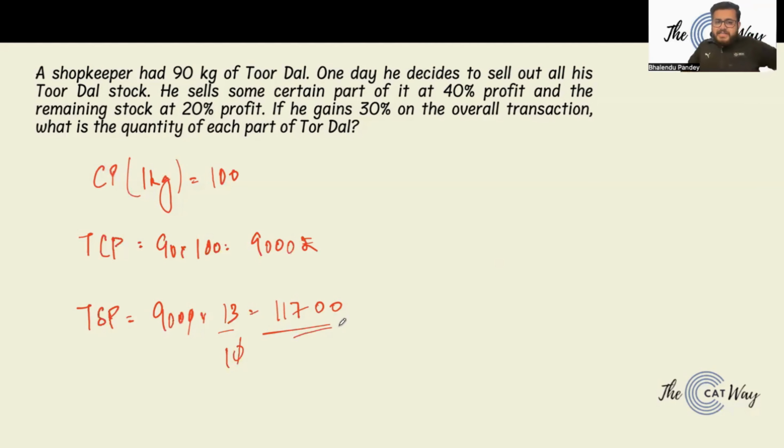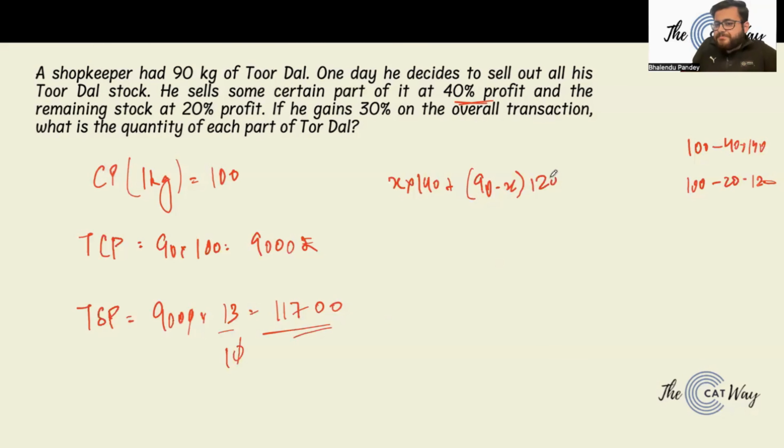Correct? Now let's say he sold X kgs at 40% profit. If he is selling at 40% profit, that simply means he's selling for what? See, cost price is 100. Selling at 40% simply means selling for 140. And selling at 20% profit simply means selling at 120. So he is selling X units for 140 rupees and the remaining 90 minus X units at 120 rupees. And by doing this, he is getting a total of 11,700 rupees.